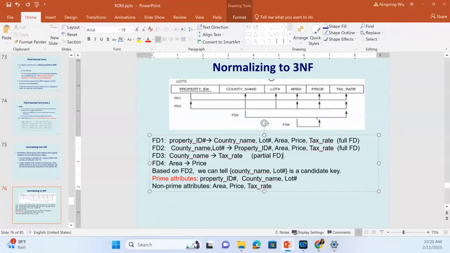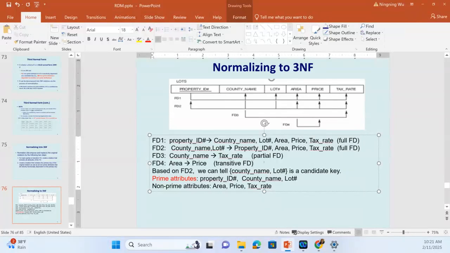The last one: area determines price. Both area and price are non-prime attributes. So in this case, this one will be the transitive. For a transitive functional dependency, if both sides of the functional dependency are non-prime attributes, then that is a transitive functional dependency. So the last one, area determines price, is a transitive functional dependency.